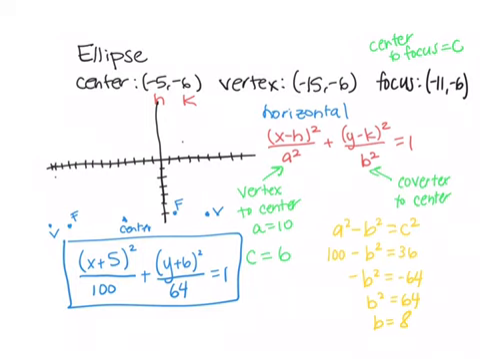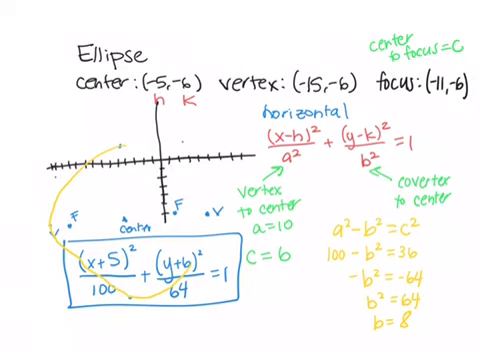And then to get to the co-vertices, I need to go from the center the opposite directions of the orientation. So this was oriented horizontally. So to get to the co-vertices, I'm going to go vertical. So up and down, and that's going to be B steps. So I'm going to go up 8. So that would put me up here. And then I would go down 8. So that's going to put me pretty far down here into the box. But that would then allow me technically to create the graph of this ellipse.